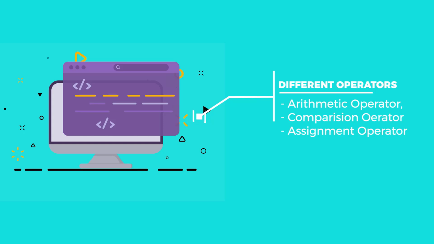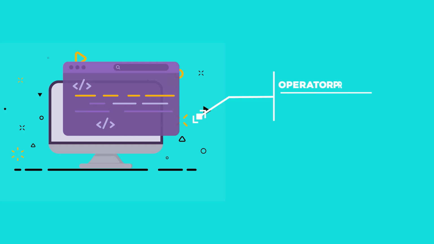Then again, we would be looking at operator precedence. That is, if I'm using 3 or 4 operators together in one calculation, how the operator precedence would work by default and how we can manipulate the precedence. We would look at this with the help of examples.